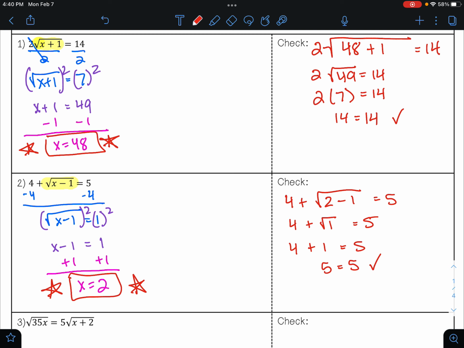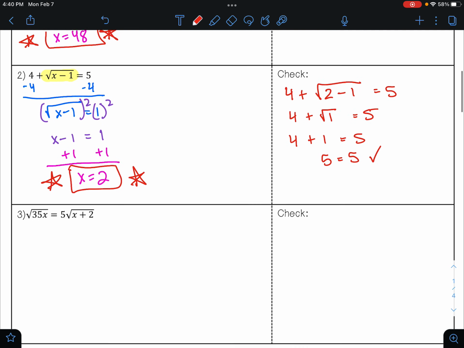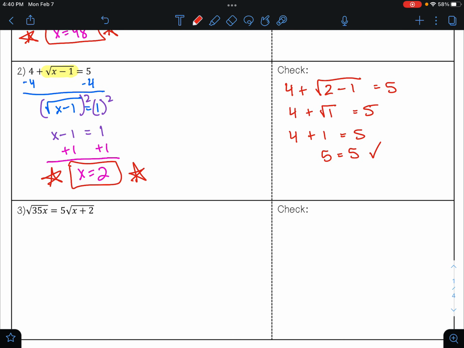On example 3, this is our first example where we have more than one square root in the problem. Remember that at least one of your square roots needs to be isolated. This square root is by itself on this side, so the square root of 35x is isolated. The square root of x plus 2 is not isolated because it is being multiplied by 5. That's okay because this one is already by itself. So, to undo the square root, we are going to square both sides.